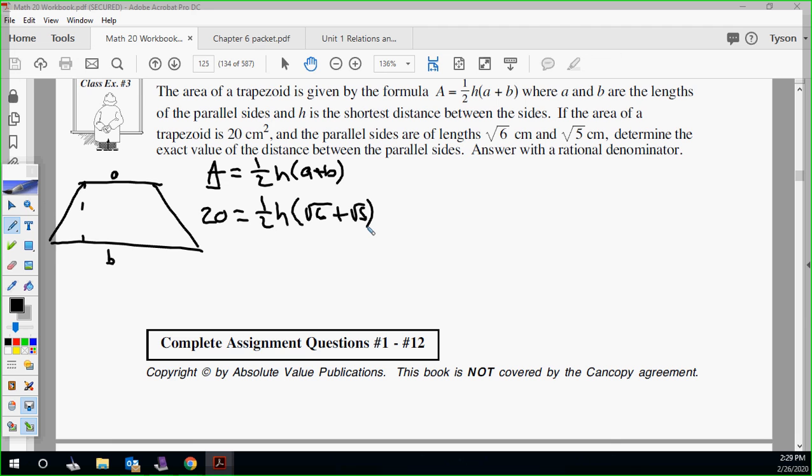Okay? So how would you isolate h? Let's just start with isolating h. What's the first thing you would think to do? Divide 20 by 1/2, or times by 2. That's the same thing. But yes, I would times the 2 to both sides. Are we okay with that? So we are going to be at 40 equals h times root 6 plus root 5.